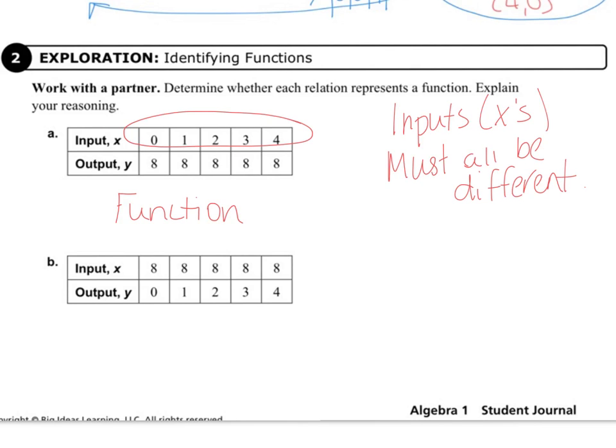Now in B, the inputs are 8, 8, and so on, they're all the same. Well, if they're all the same, we should have the same outputs for each one. We don't have that. We have different outputs for each one, so this is not a function.